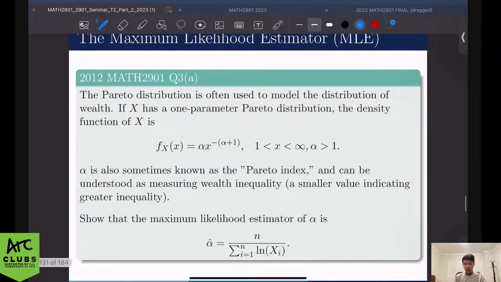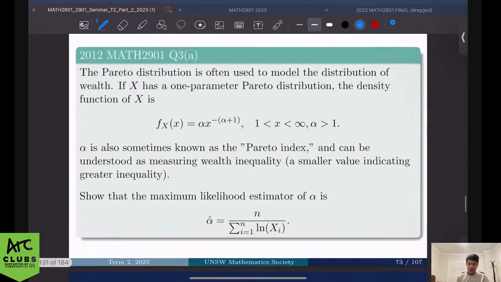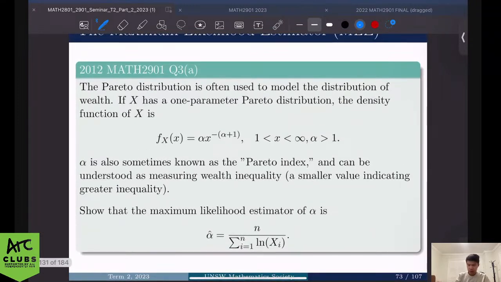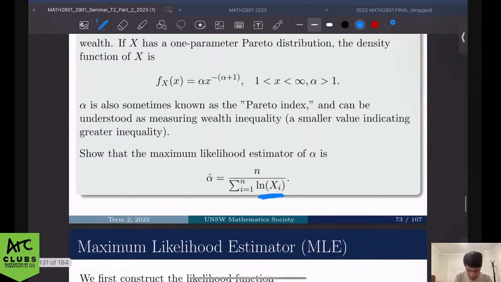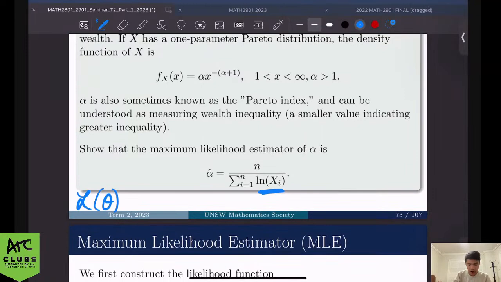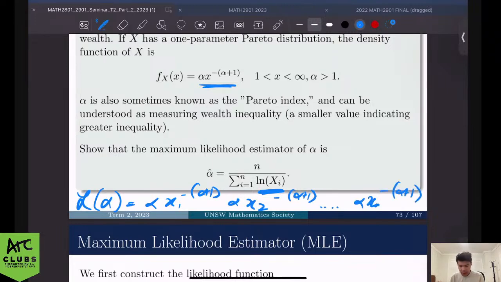All right, let's do one example with the maximum likelihood estimator for the Pareto distribution. The first thing you want to do is, you're given a bunch of random variables, x1 down to xn, and you want to calculate the likelihood. So the likelihood of theta, so likelihood of alpha, is equal to the product of all of these. So you'll have alpha times x1 to the power of minus alpha plus 1, alpha x2 to the power of minus alpha plus 1, all the way down to xn. Let's continue this on the next page.